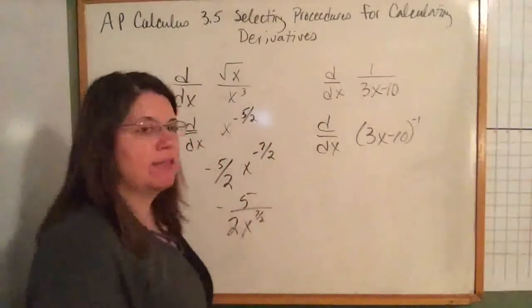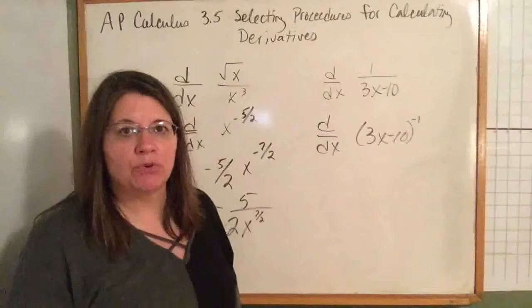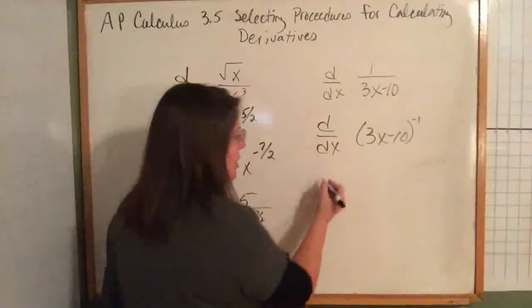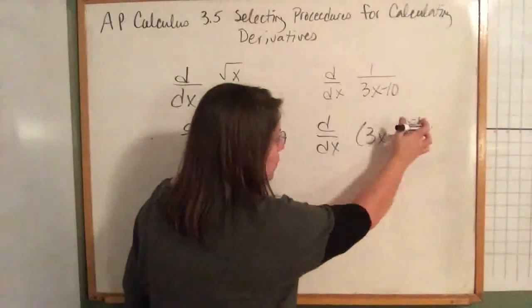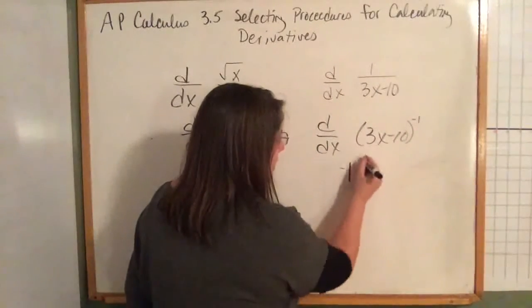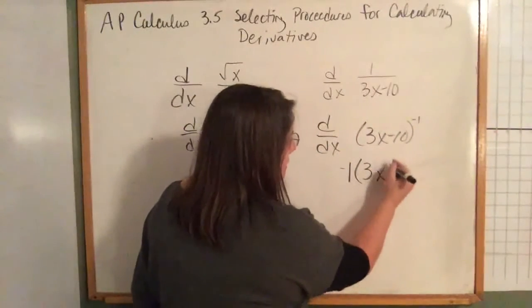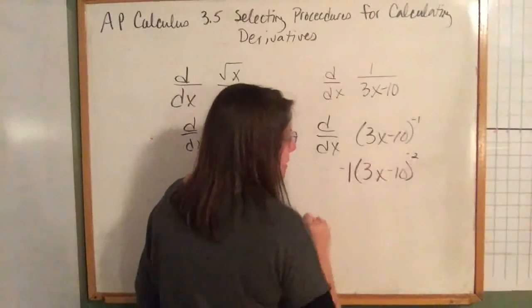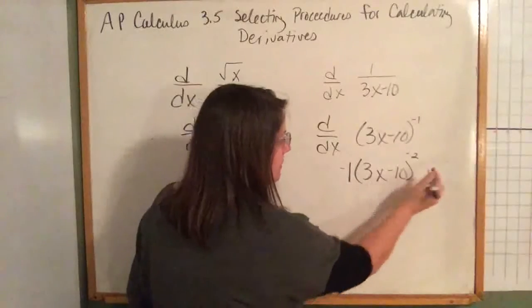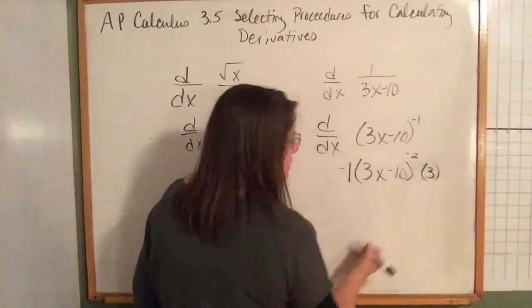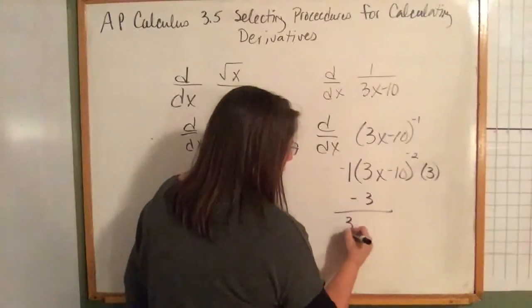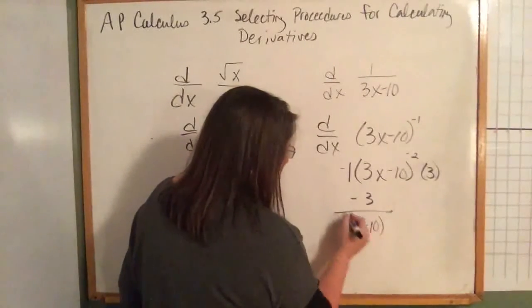And here, it's going to be a lot easier to use the chain rule than it is to use the quotient rule. So if I use the chain rule, the negative 1 times 1 is negative 1. I keep the inside part, decrease my power by 1, and then I take the derivative of the inside part. So to simplify that, that would be negative 3 over 3x minus 10 squared.